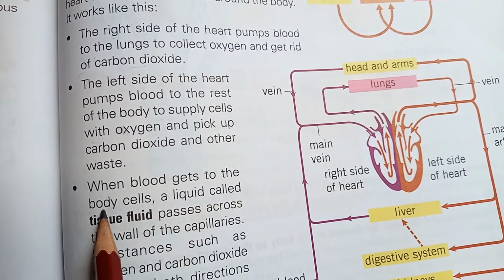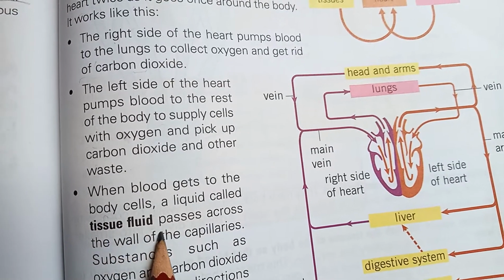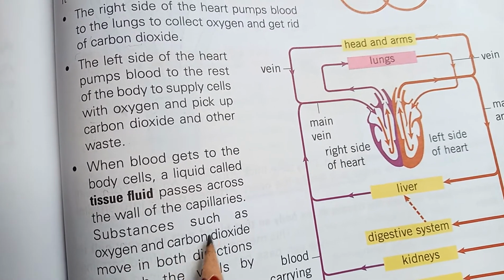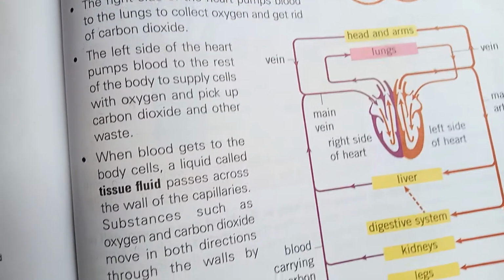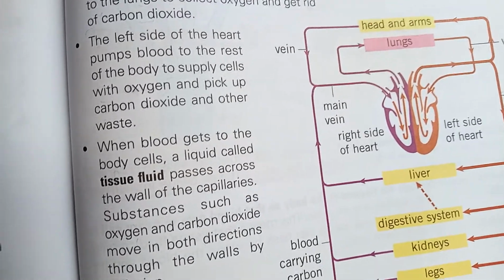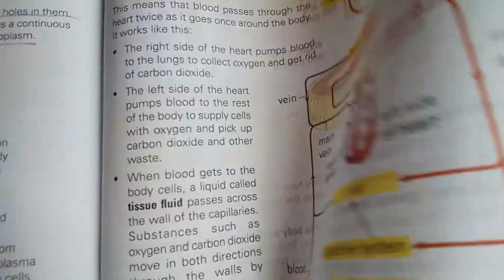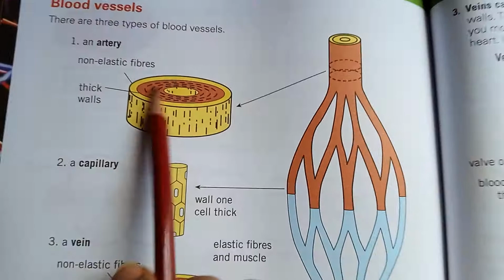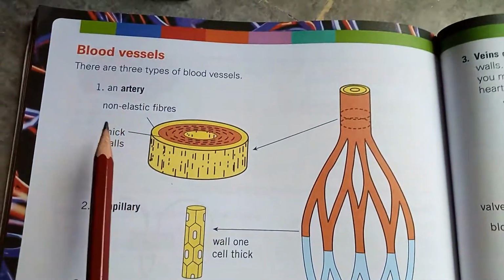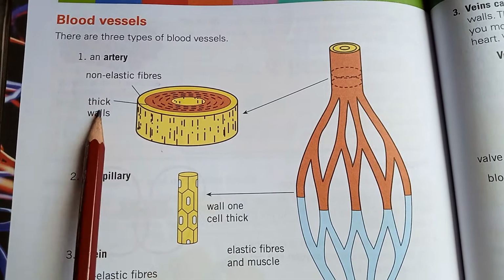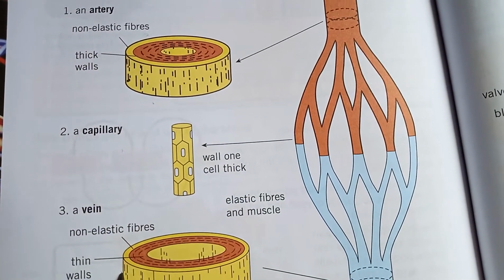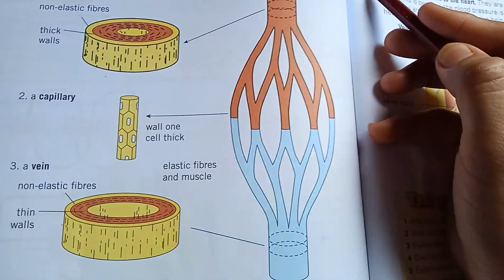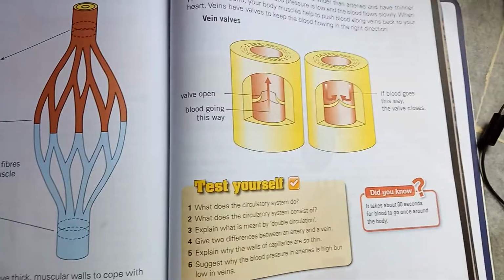When blood gets to the body cells, a liquid called tissue fluid passes across the walls of the capillaries. So substances such as oxygen and carbon dioxide move in both directions through the walls by diffusion. And you can see here the blood vessels. There are three types of blood vessels: arteries, with elastic fibers, capillaries, and the veins. So you have to read out the job of arteries, capillaries, and veins as you have done that in previous classes.